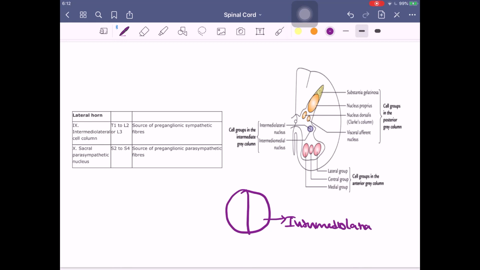So this portion is what we call the intermediolateral nucleus. Here also you can see it is given here, and this part is what we call the intermediomedial nucleus. The intermediomedial and intermediolateral, they are again, so the intermediomedial nucleus is concerned with, you can see here, T1 to L2, that means it is sympathetic. So intermediomedial nucleus, T1 to L2 and L3.